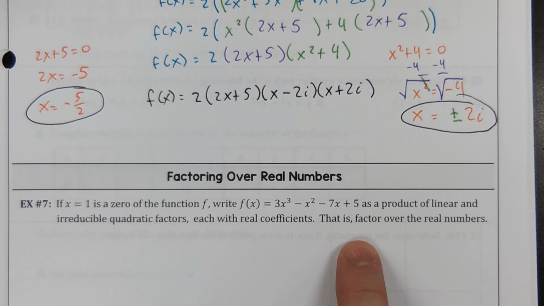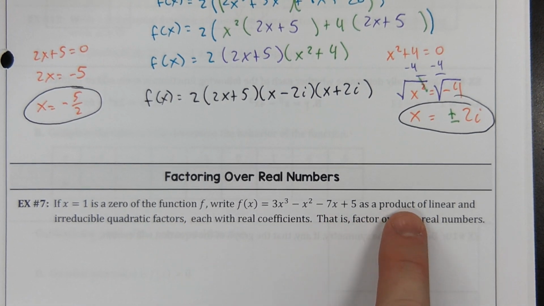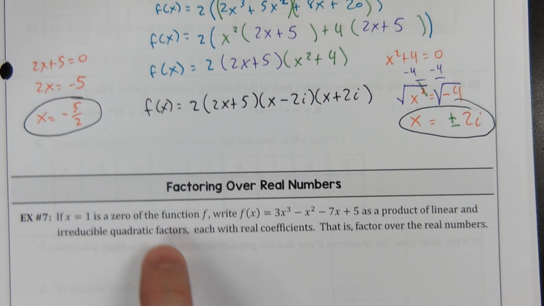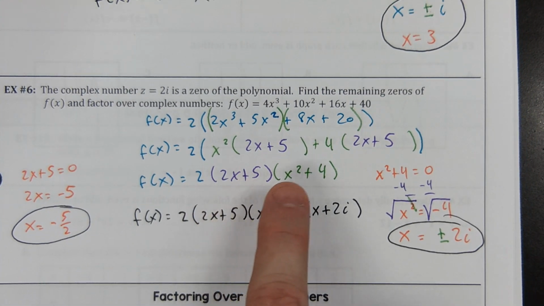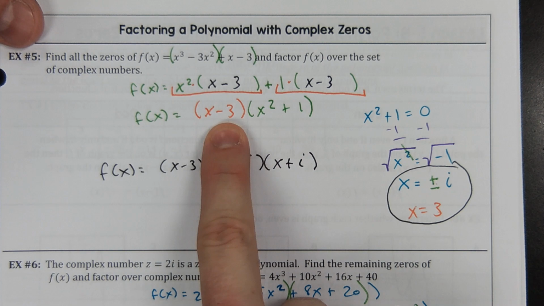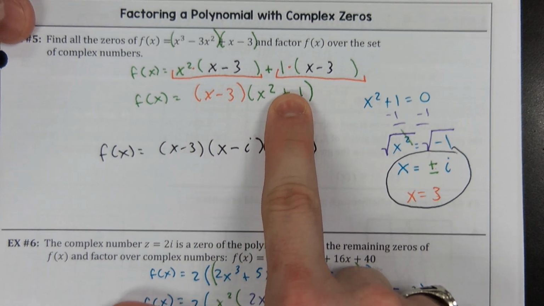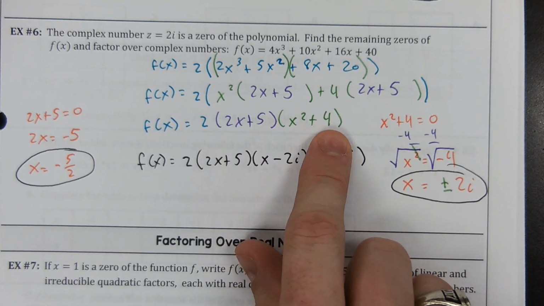So this question says, write it as a product of linear and irreducible quadratic factors. This is a linear factor. This is an irreducible quadratic. This is a linear factor. This is an irreducible quadratic. So it's asking us to get it in this format.